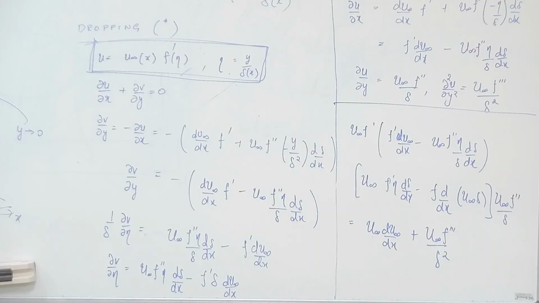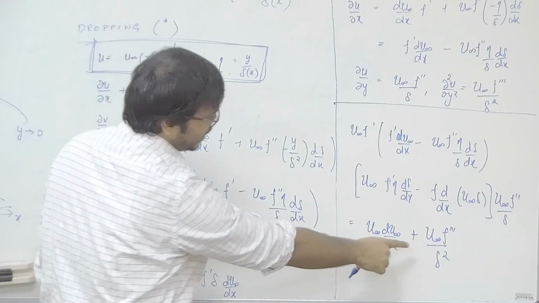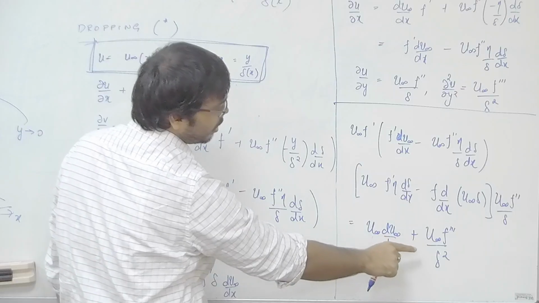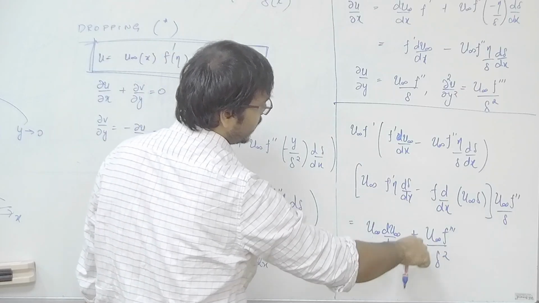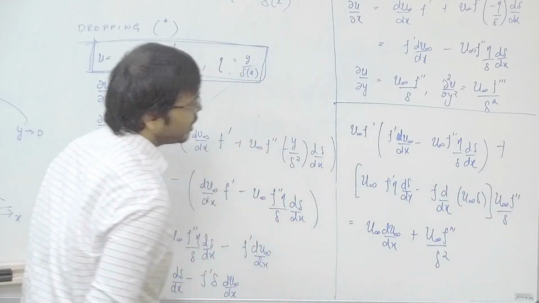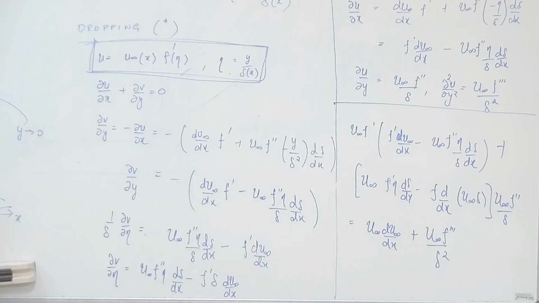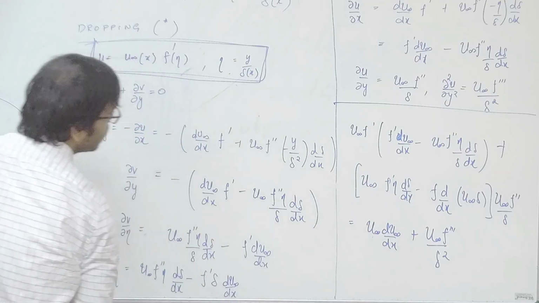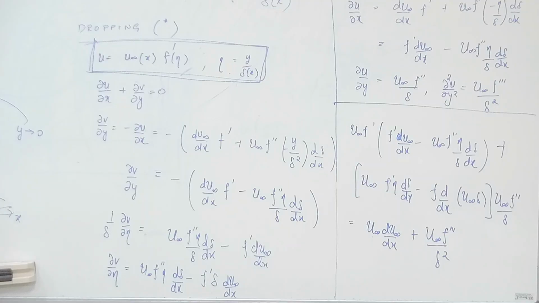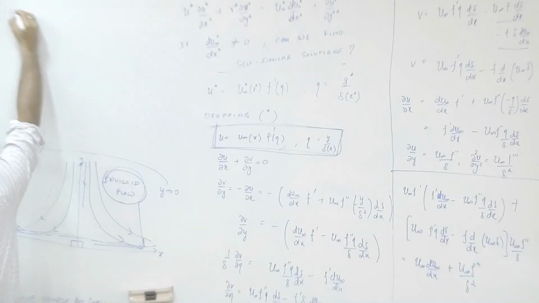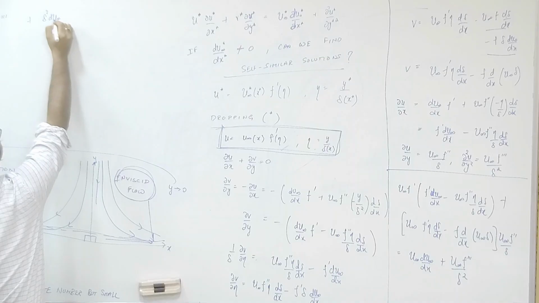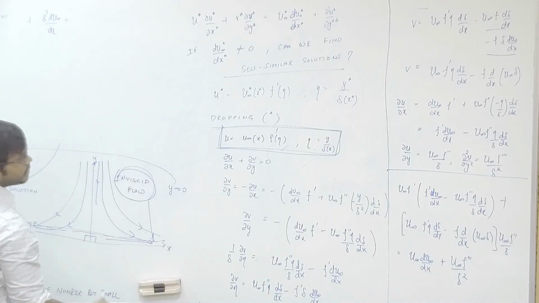So what is the simplified equation you get? You can quickly multiply this whole equation by delta square by u infinity, so that you see a lot of u infinities and deltas going away. If I do that, multiply this whole equation by delta square by u infinity, then I get on the right hand side f triple prime plus delta square du infinity over dx equals.